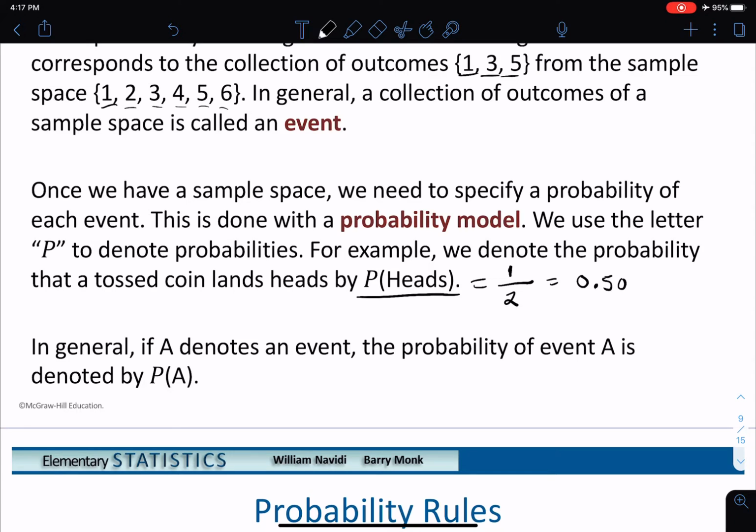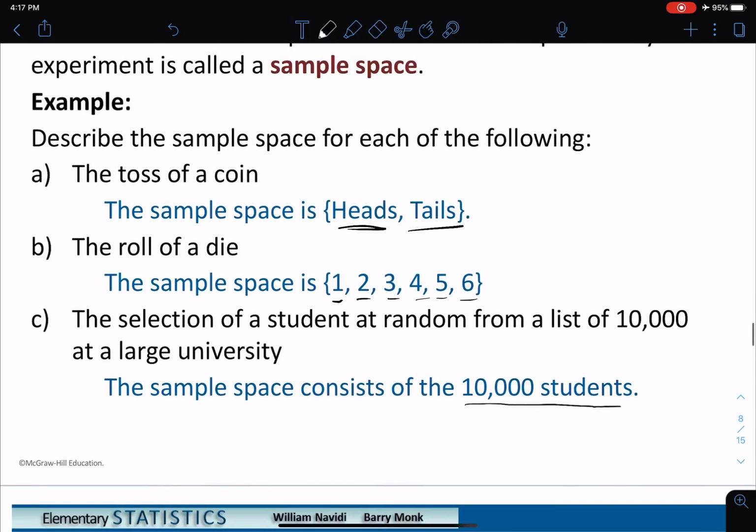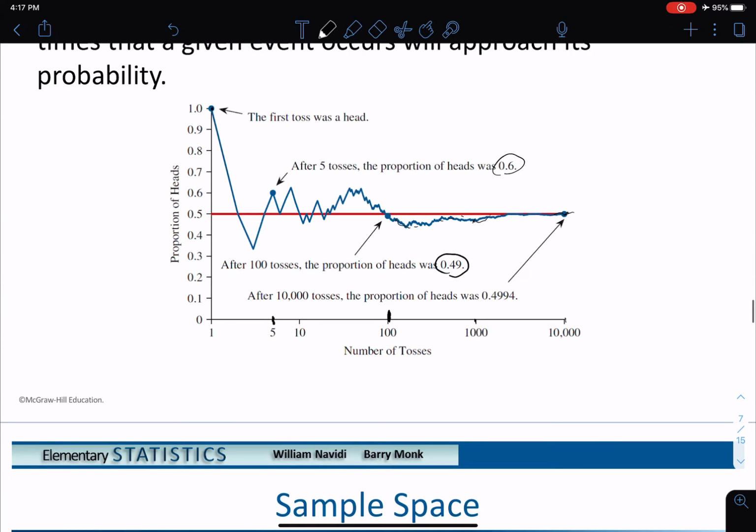But now if it was not theoretical probability, if it was experimental probability, you would base it on the experiment of flipping a coin maybe 100 times, and then in that case it probably wouldn't be exactly 0.5. It'd probably be kind of close. And you can go off of this experiment. After 100 flips, they had 0.49. So it was pretty close.